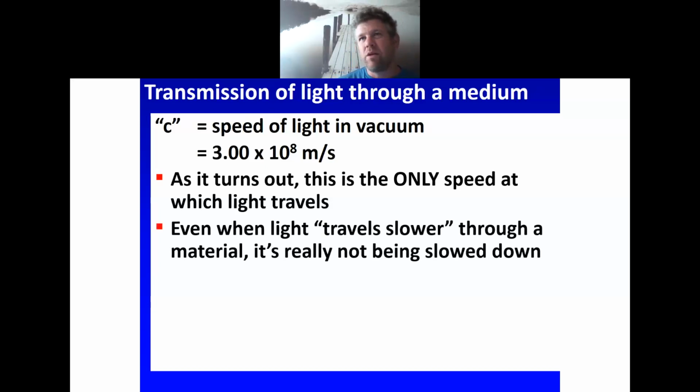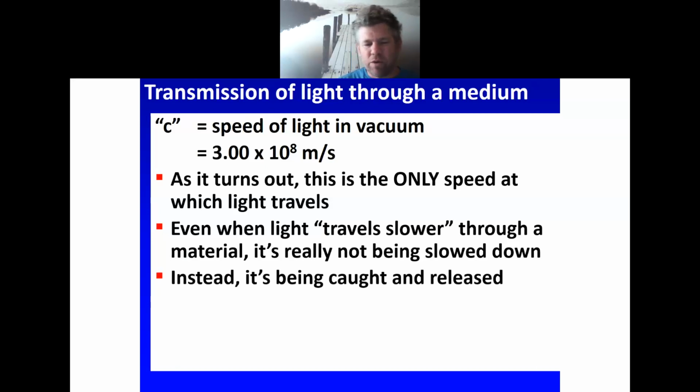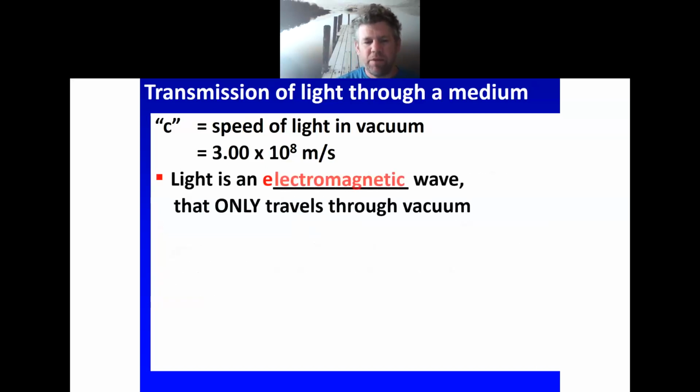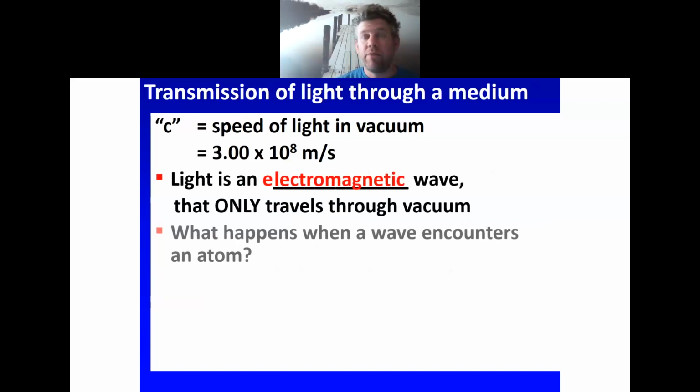And this is the one that I like to leave for the end of the lecture, because most of the time people are like, what, how? Well, the reason that it works is it's being caught and released. Well, what does that mean? So if light's an electromagnetic wave that only travels through a vacuum, right? It's basically energy, radiation, if you want to look at it that way.